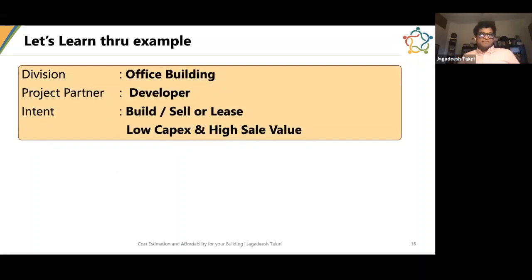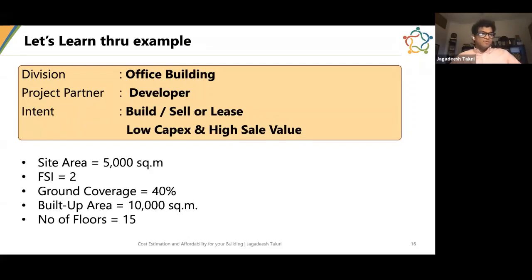I'll run you through an example. So for this webinar, I have taken, let's say, office building. I'm assuming your project partner to be a developer with an intent to sell or lease. So his interest would be to begin with low capital expenditure, and he should have a high sale value or high rental value. And I'm also assuming the site area to be 5,000 square meter. I'm assuming FSI to be 2, ground coverage to be 40%, built up area that will come is 10,000 square meter. And let's say the project partner has asked you to design a 15-floor building.